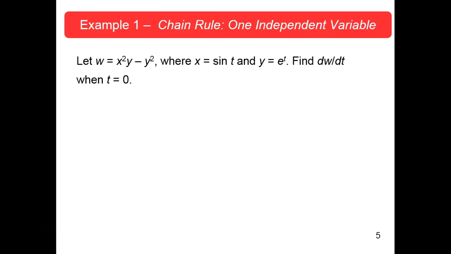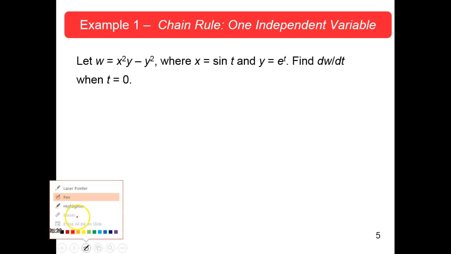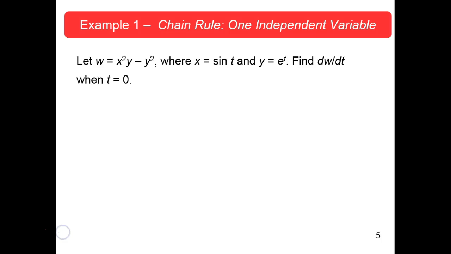Okay. Do we have time for example 1? Maybe. Let's try it. Let w equal x squared y minus y squared, where x is sine t and y is e to the t. Find dw dt when t is equal to 0. So we're looking for dw dt in general. And what do we say that was?